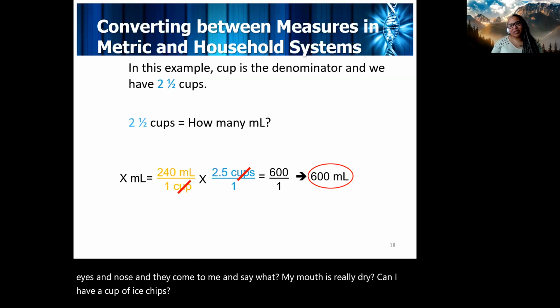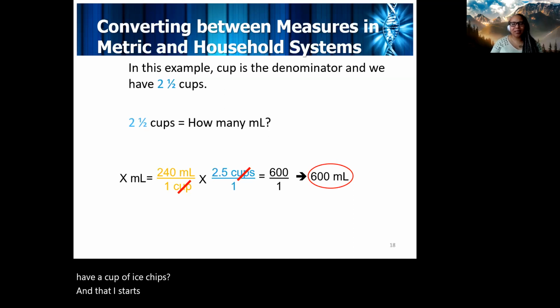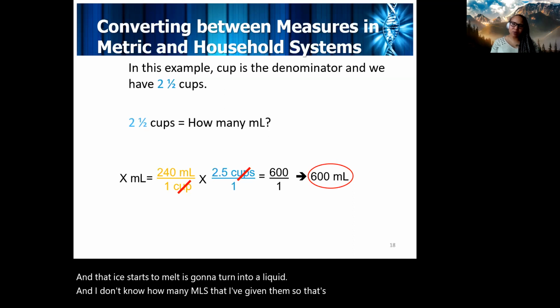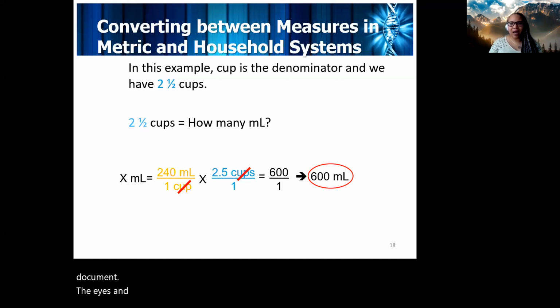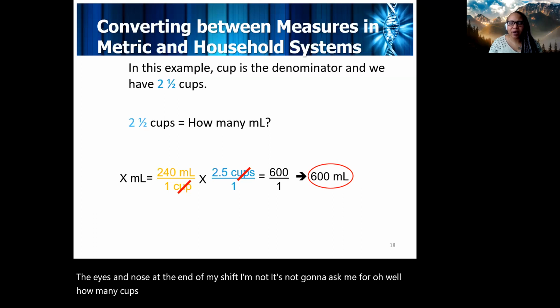And that ice starts to melt, it's going to turn into a liquid, and I don't know how many milliliters I've given them. So that's why it's important to know the equivalent of cups to milliliters, because when I go to document the I's and O's at the end of my shift, it's not going to ask me how many cups of water did you give your patient? It's just going to say how many milliliters of input and how much output.